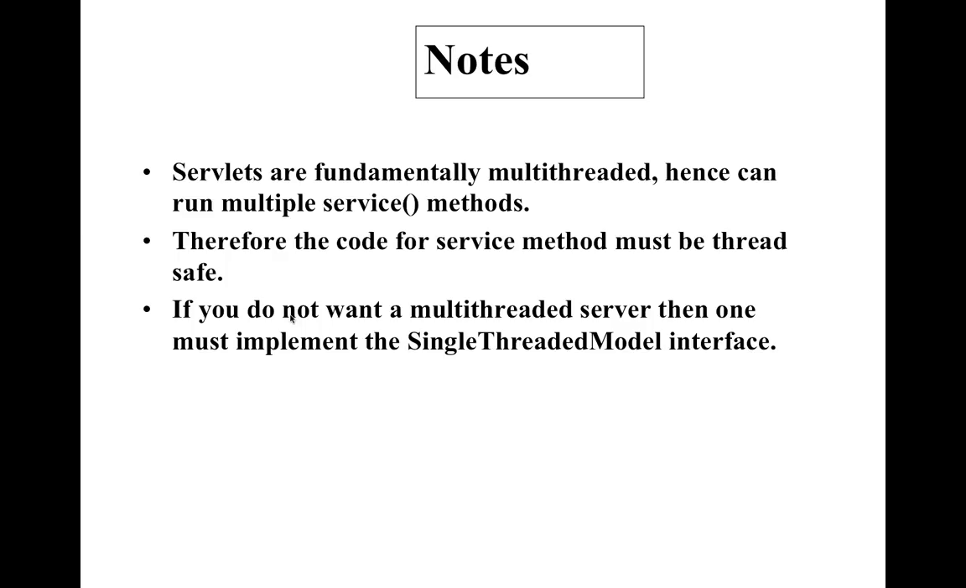If you do not want a multi-threaded server, then one must implement the SingleThreadModel interface. That's when multiple threads will not be supported, which is like making your class a standalone Java class where only one request can be served, which is not good for a website. We cannot serve just one request, right? Think about Amazon.com. It can be accessed from anywhere in the world, 24 by 7, and millions of users can access it at the same time. And you cannot say implement a single thread model, which makes the traffic more cumbersome.